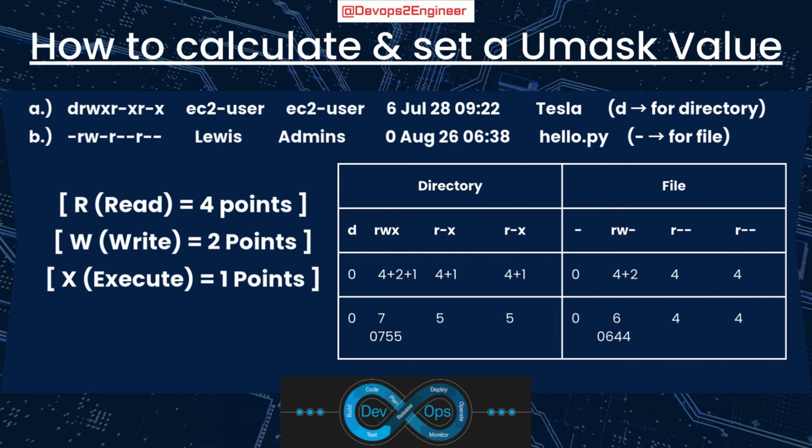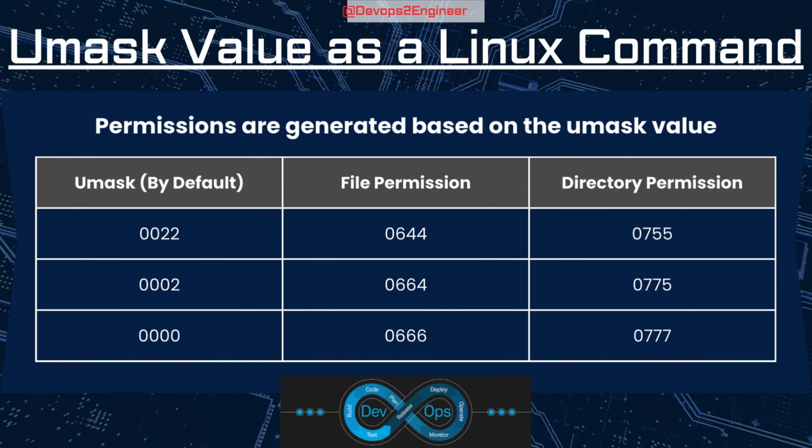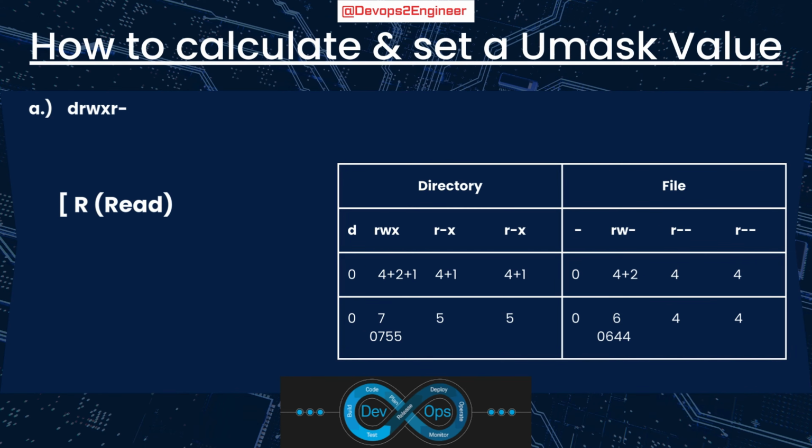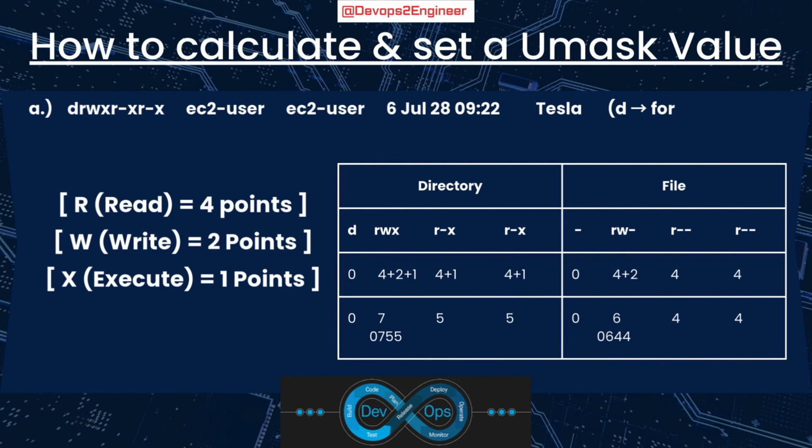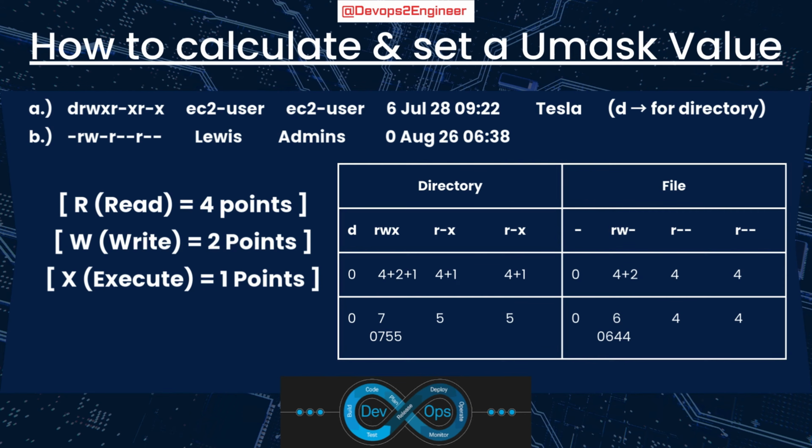Now, you can change the umask value to 000, which means that everyone will have full access over the files and directories. That makes files 666, where owners, group owners, and others can read and write. For directories, it will be 777, which means that everyone will be able to read, write, and execute.